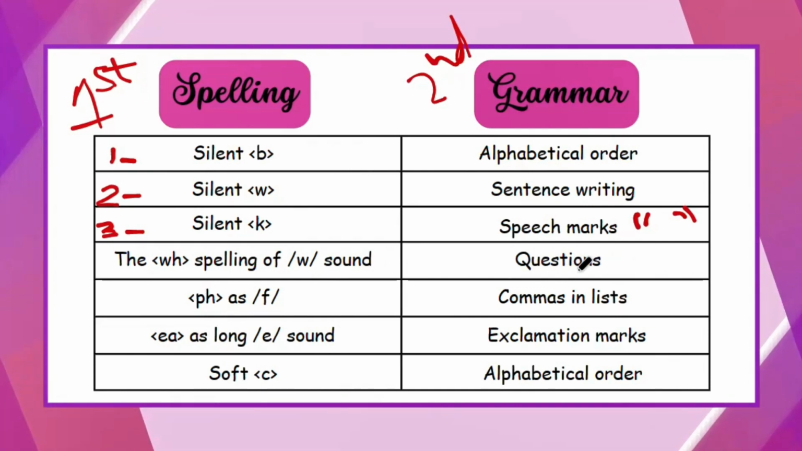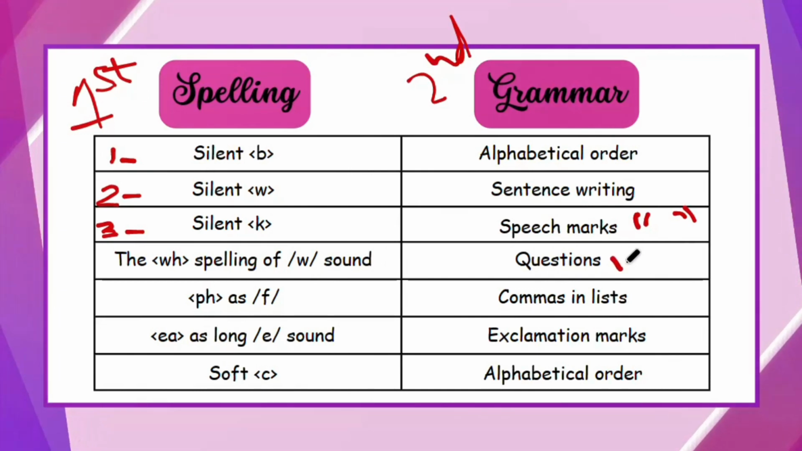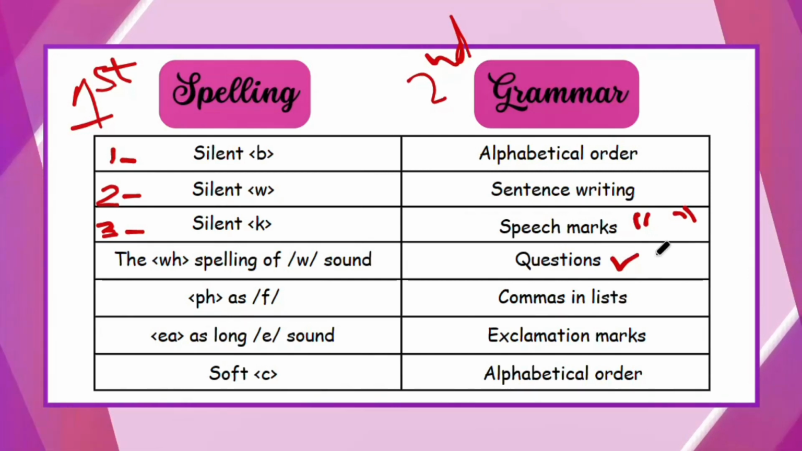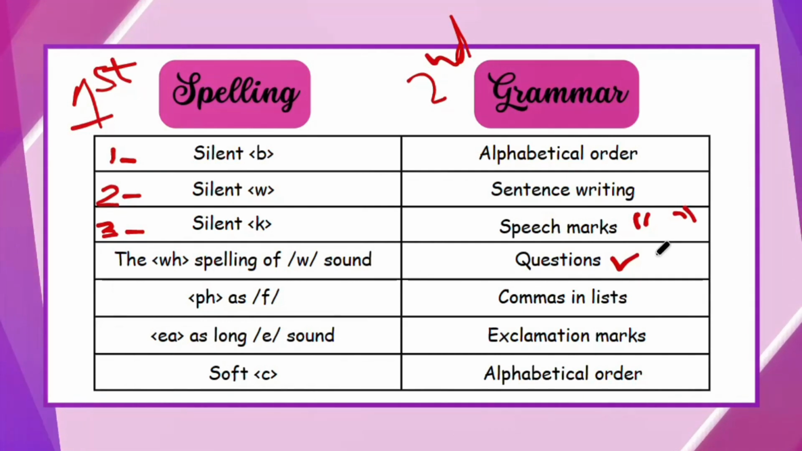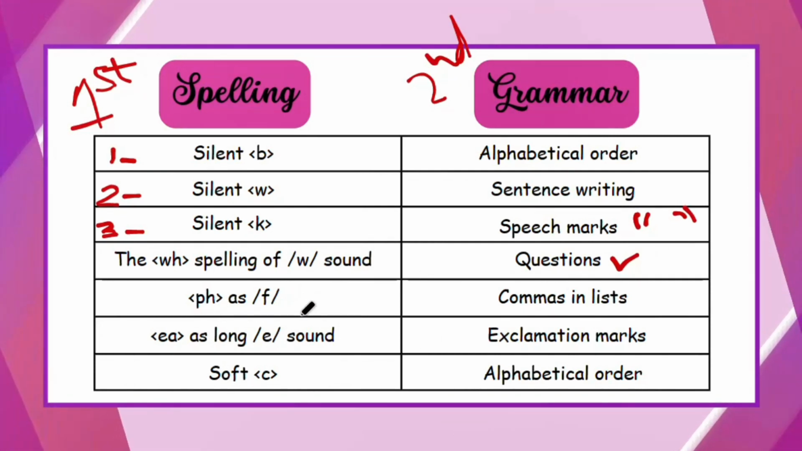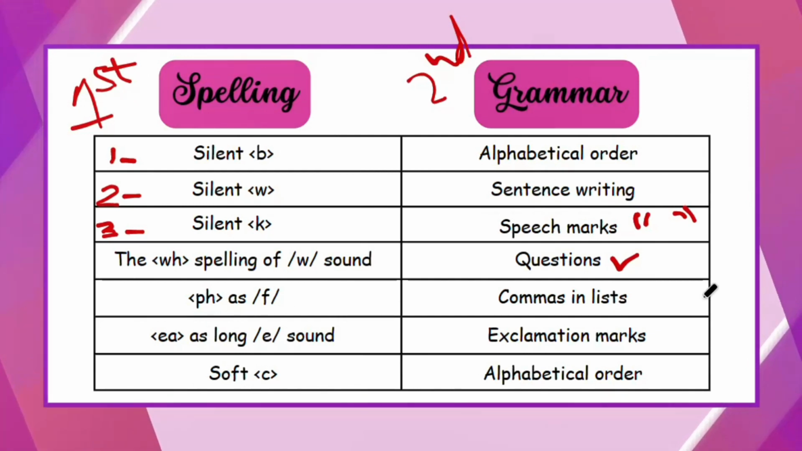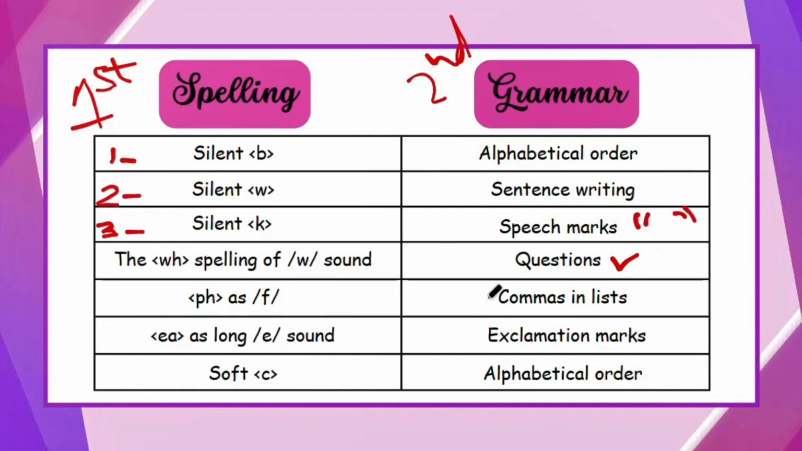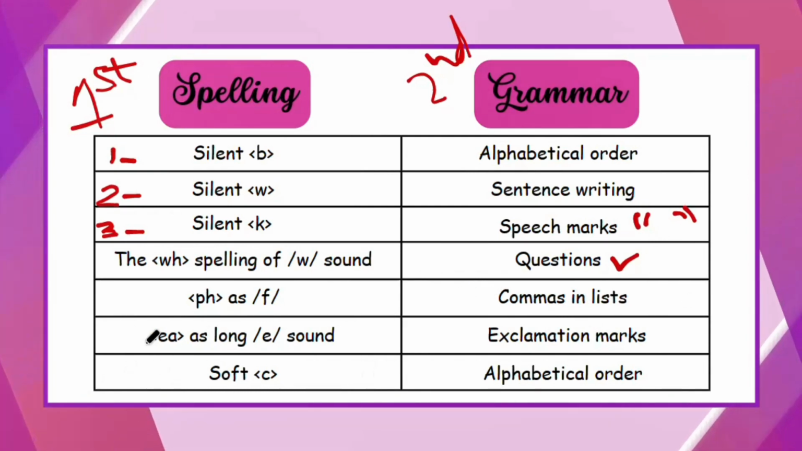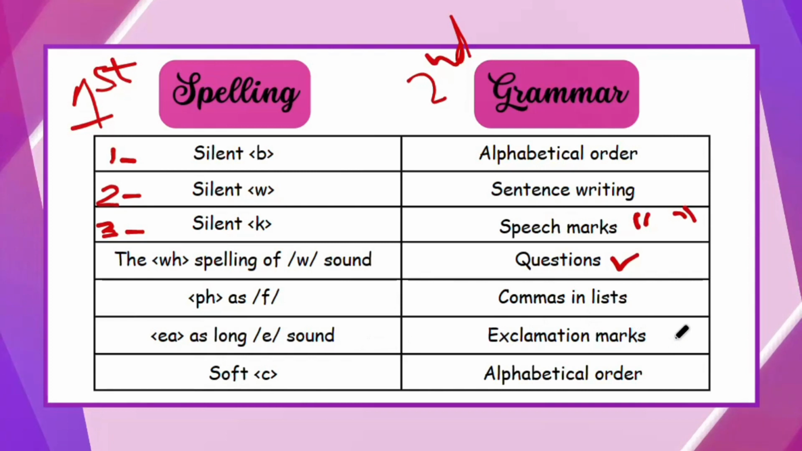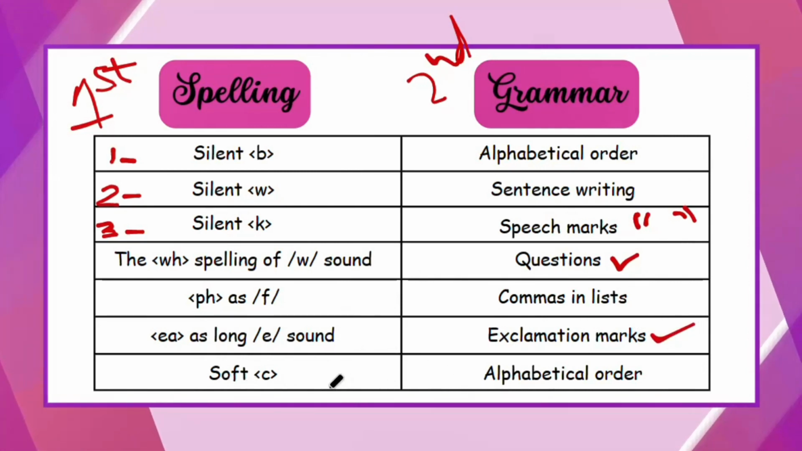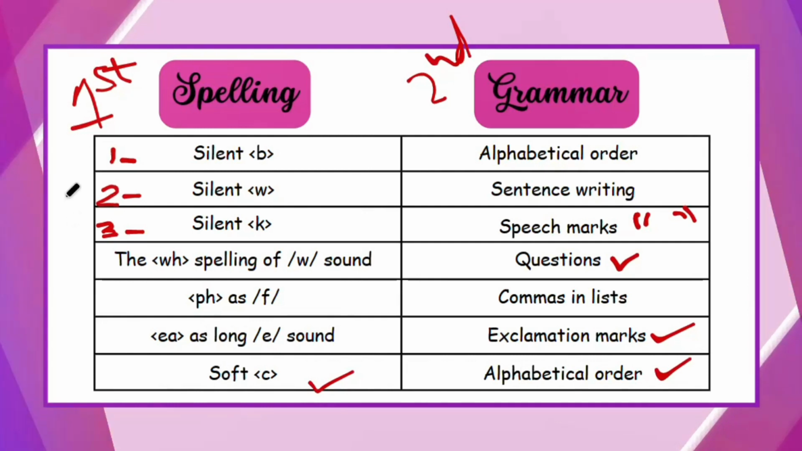In week 4, you will teach them how to make questions. This is again something that they are familiar with because they have already done Jolly Grammar level 1. But if there is a new child, no worries, we just keep repeating the things, right? Then we have PH as F sound, and in grammar, you will teach them commas in a list, like apples, comma, banana, comma, and strawberries are my favorite fruits. So you need to teach them the use of comma in a list. Then revision of the alternative spelling of long E and exclamation marks in grammar. Soft C rule, alphabetical order. So in the first 7 weeks, you will teach this stuff, right?